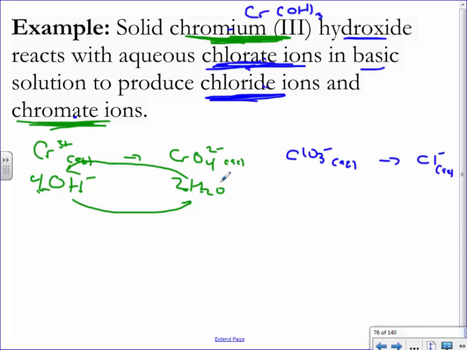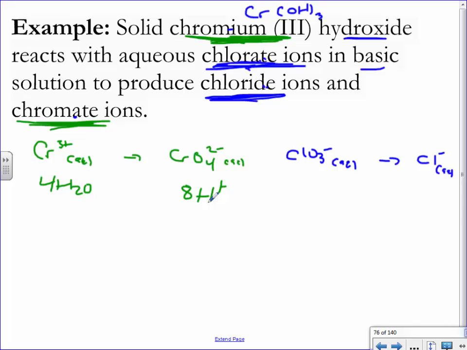So the strategy is, rather than trying to add hydroxide to one side, we're going to get there. We know that's happening eventually. What works really nicely is to add 4 waters to this side. When you add the 4 waters to this side, add 8 hydrogens to this side. I know that that's not correct, but bear with me for just 1 second.